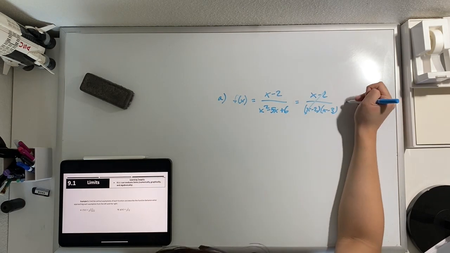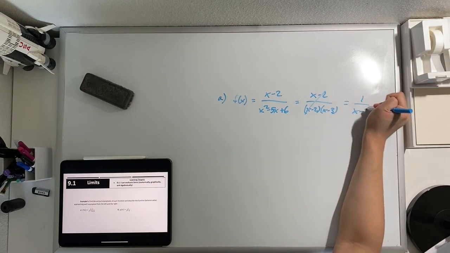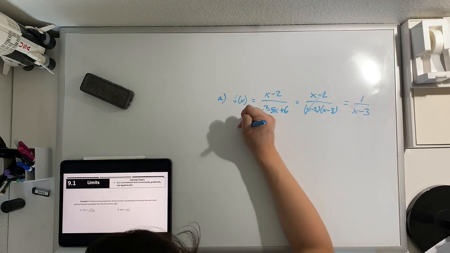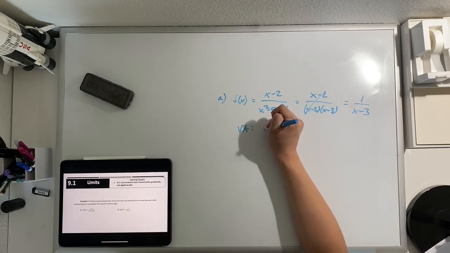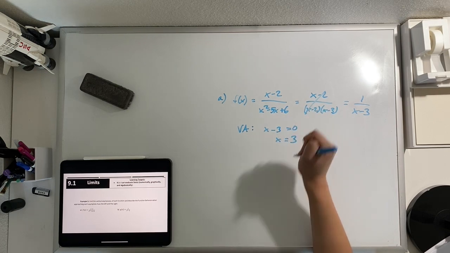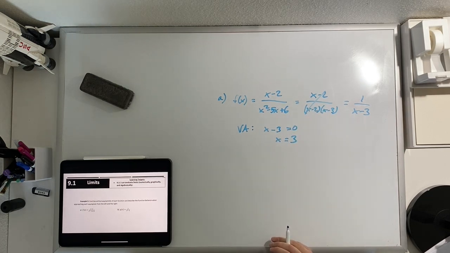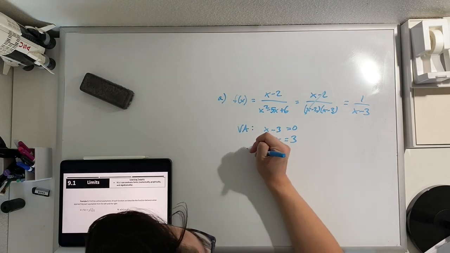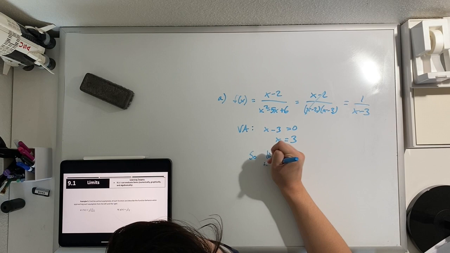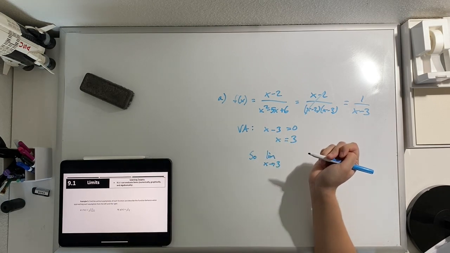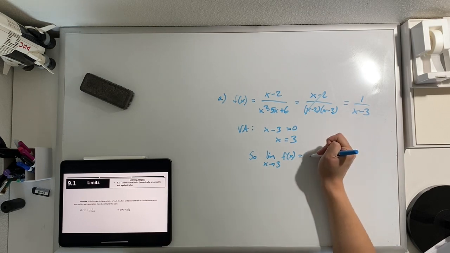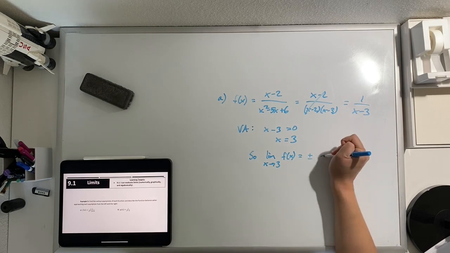Right, so x minus 2 cancels and we're left with 1 over x minus 3. So where does this function have a vertical asymptote? This will occur where x minus 3 equals 0, or when x equals 3. So another way of writing this now, using our limit notation, the limit as x approaches positive 3 of this function is going to be either positive or negative infinity.